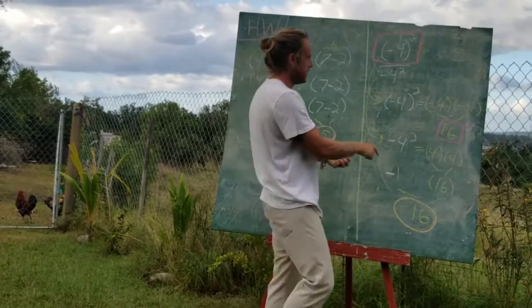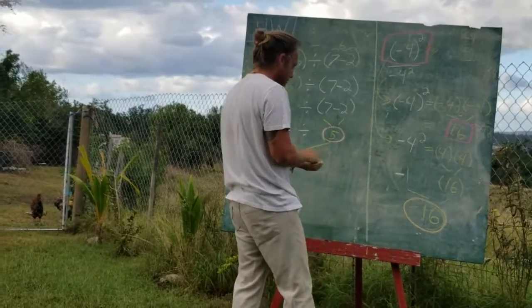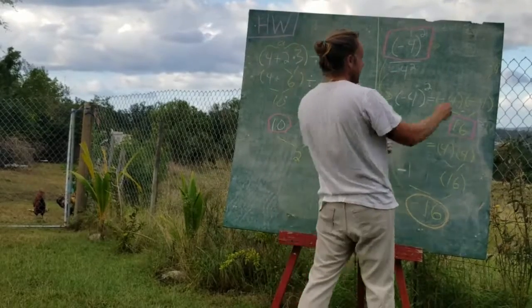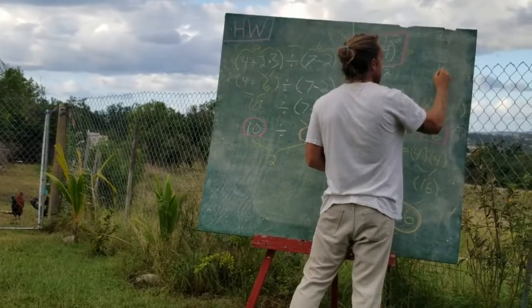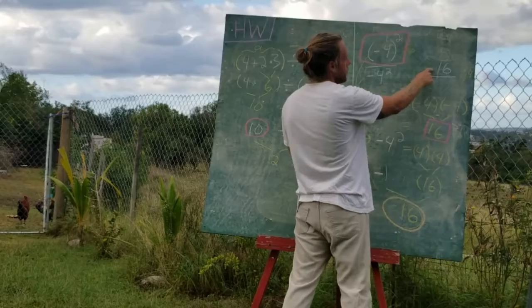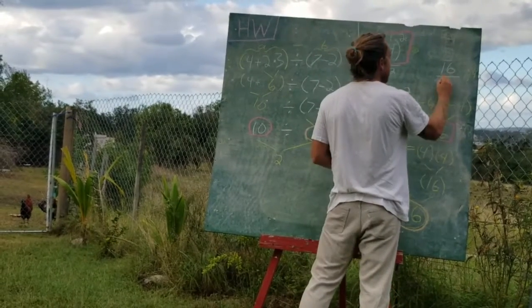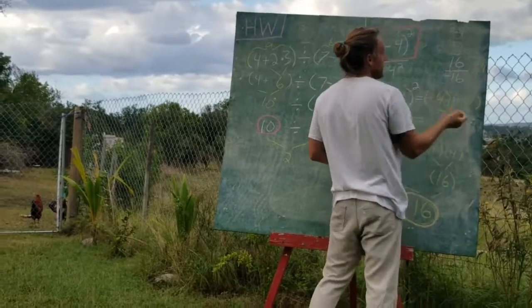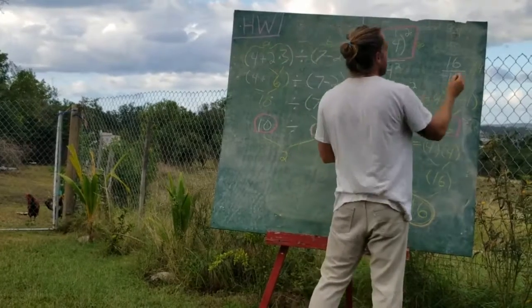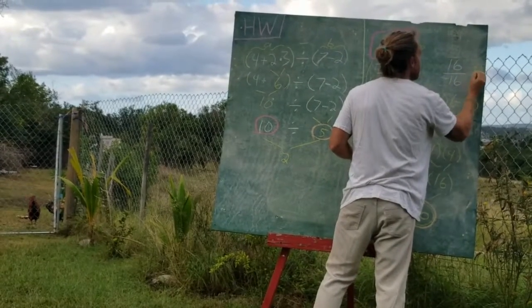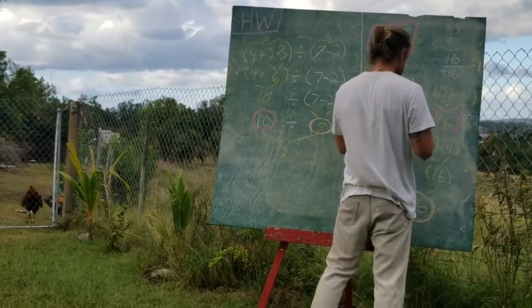So let's combine these now, because we're dealing with this in fraction form. Our new numerator is 16. Our new denominator is -16. What does that equal? Well, -1. So -1 is our answer.